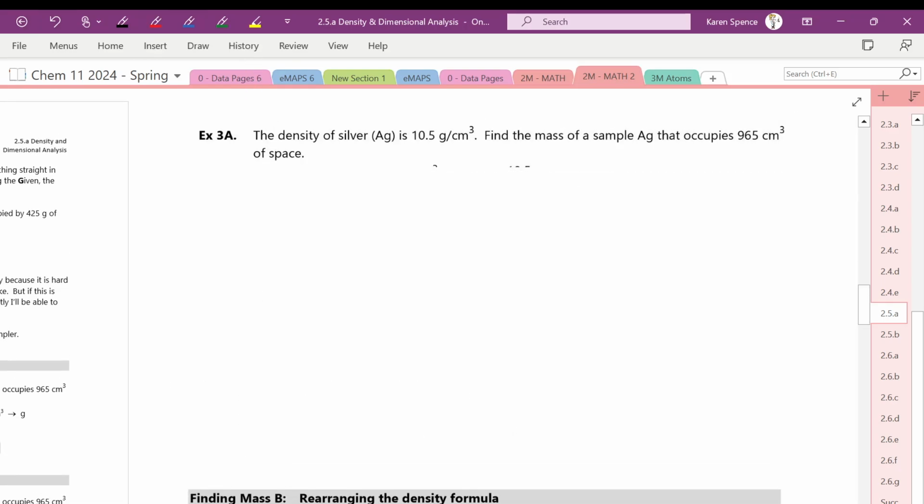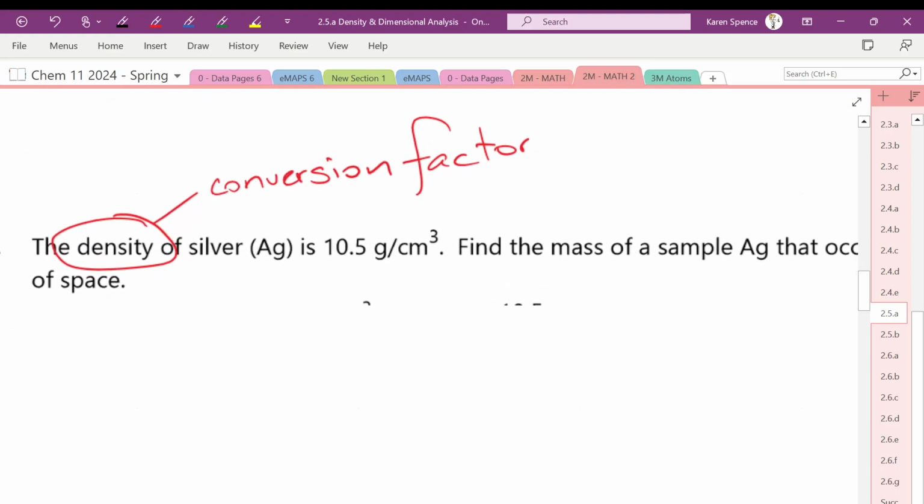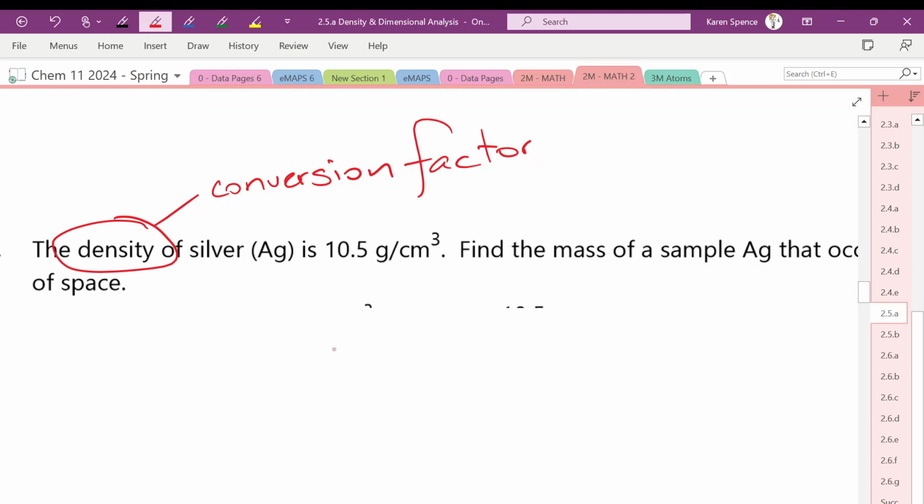So in this case, we're going to use density as a conversion factor. And if we're using it as a conversion factor, it would be a really good thing to rewrite it as 10.5 grams per centimeter cubed. Okay, so that's our conversion factor.